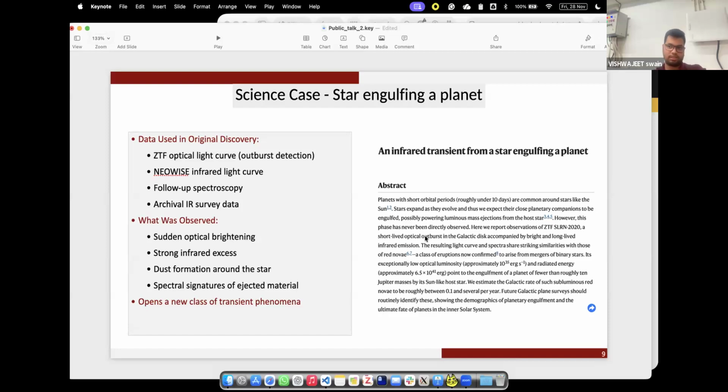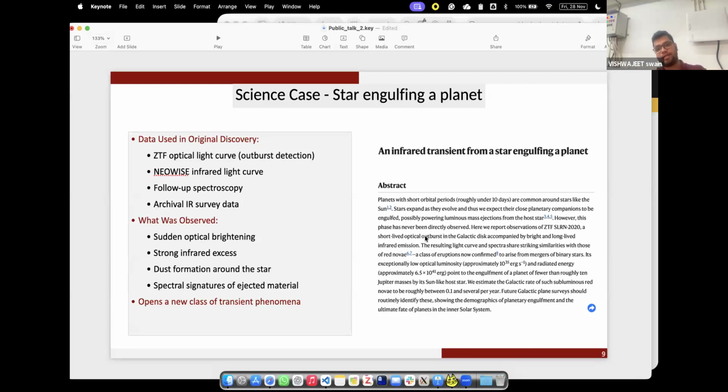There is another class of event, which is nova, but its luminosity was very low. Since its luminosity is very low, it's a cool event, a low temperature, low energy event. And this type of event can easily be observed in the infrared.